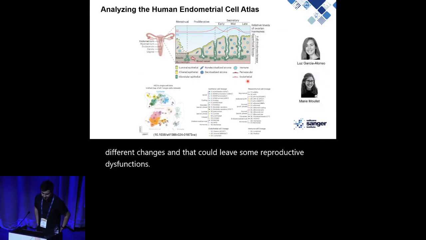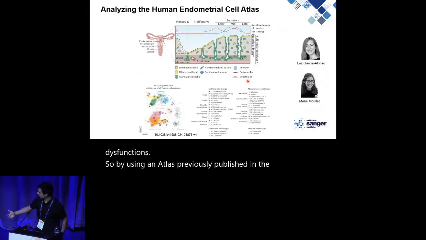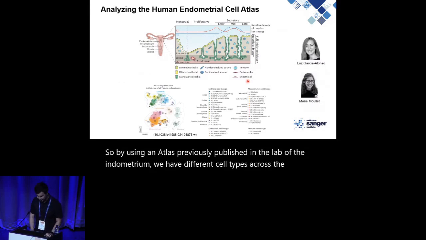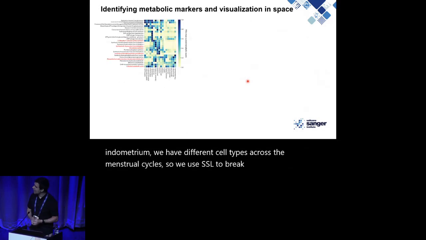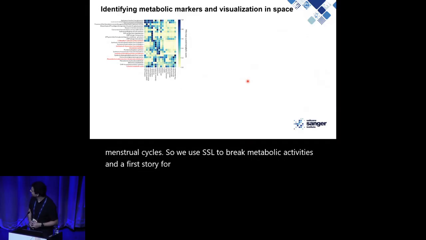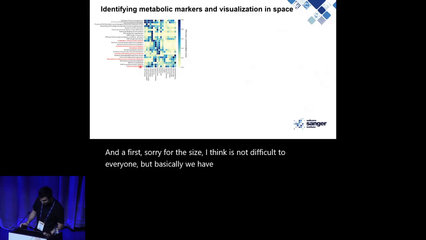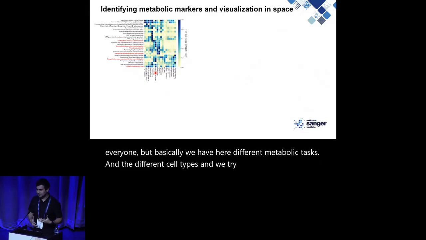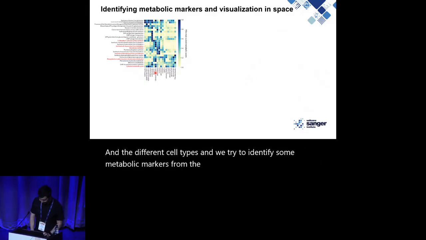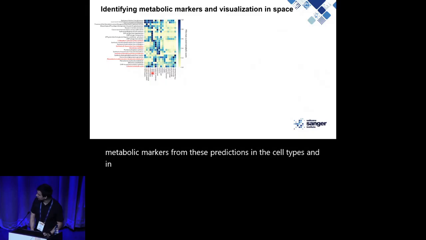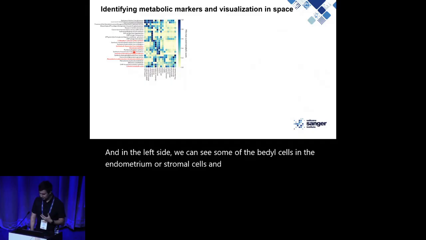So by using an atlas of the endometrium previously published by the lab, we have different cell types across the menstrual cycle. We used SysSelfie to predict metabolic activities. And at first, sorry for the size, I think it's not visible to everyone, but basically we have here different metabolic tasks and the different cell types, and we try to identify some metabolic markers from these predictions in the cell types. On the left side, we can see some of the epithelial cells in the endometrium, or stromal cells. And in red, we became interested in evaluating their specificity in space as well.